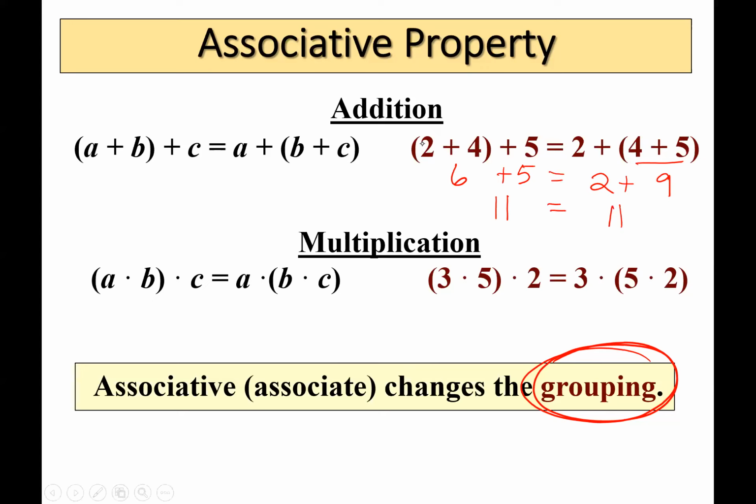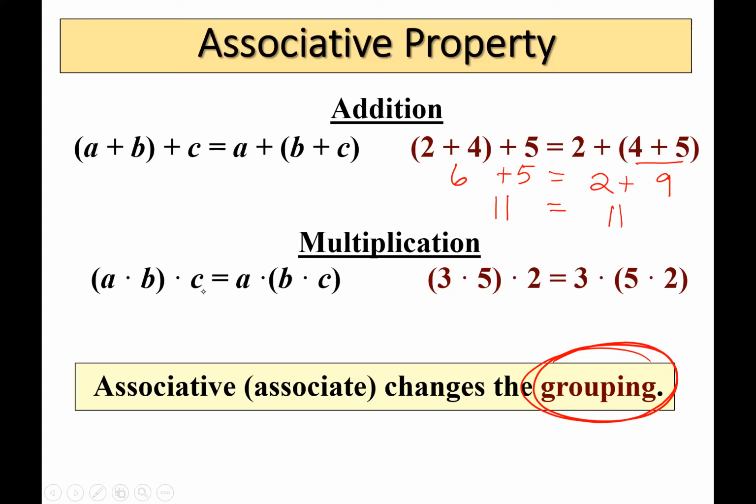So both sides had 2 plus 4 plus 5. We just changed how we grouped the numbers together. So the intermediate step, the 6 plus 5 or the 2 plus 9, that was different, but the final answer was still the same. That's what this property is saying. If you switch up the grouping, your expression and your answer are still equivalent. They're still equal. Then we have a similar version of this for multiplication.